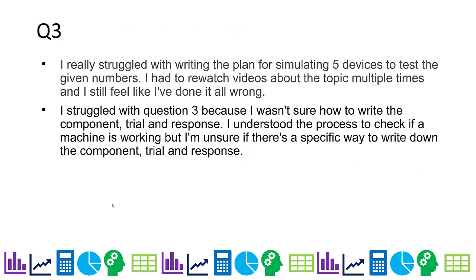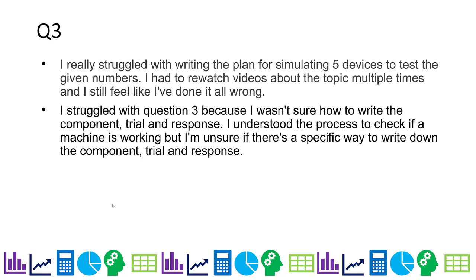I really struggled with writing the plan for simulating 5 devices to test the given numbers. I had to rewatch the videos about the topic multiple times, and I still feel like I've done it all wrong. I struggled with question 3 because I wasn't sure how to write the component, trial, and response. I understood the process to check if a machine is working, but I'm unsure if there's a specific way to write down the component, trial, and response.